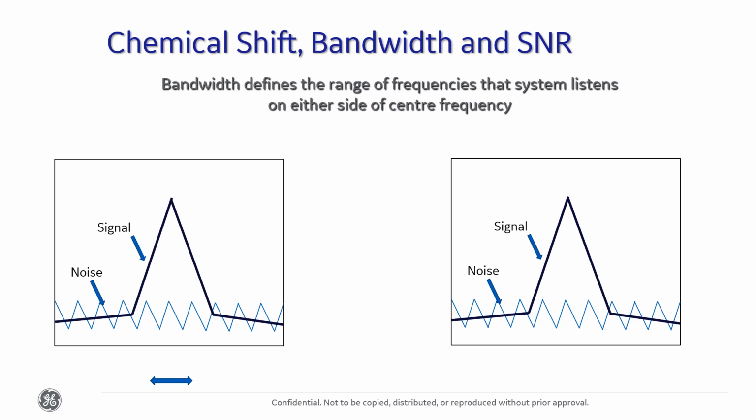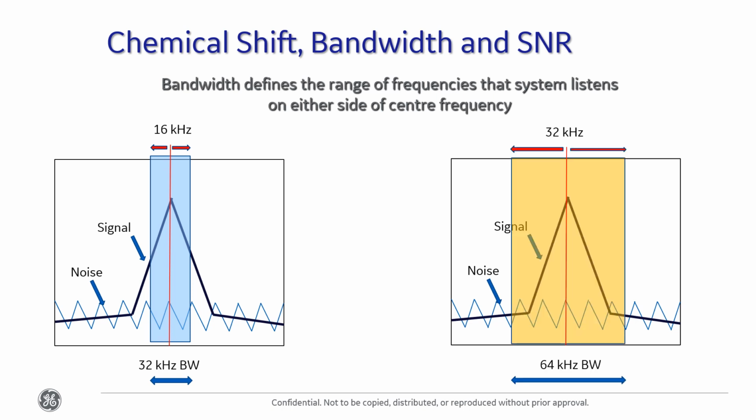Any chemical shift within an image is directly proportional to the bandwidth selected. Now, don't forget, bandwidth defines the range of frequencies either side of the center frequency. So if you were to select a bandwidth of 16, you're actually collecting 16 either side of the center frequency, or a total of 32 kilohertz. Regardless of what you select, you're actually acquiring or collecting information twice the bandwidth prescribed.